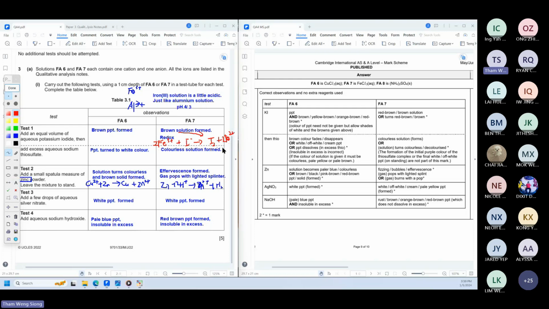Then why does a colorless solution suddenly form like that? Because your iodine will react with your thiosulfate, S2O3 2-, to give back iodide and, I think, sulfate. Okay, does that make sense so far? Please give a thumbs up if it makes sense.